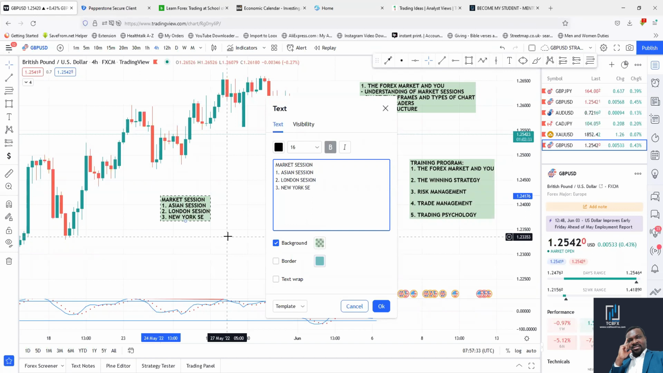New York section. All right. Now, I want you to pay attention to all of this. We're going to break it down. These are the sections, market sections. Okay.